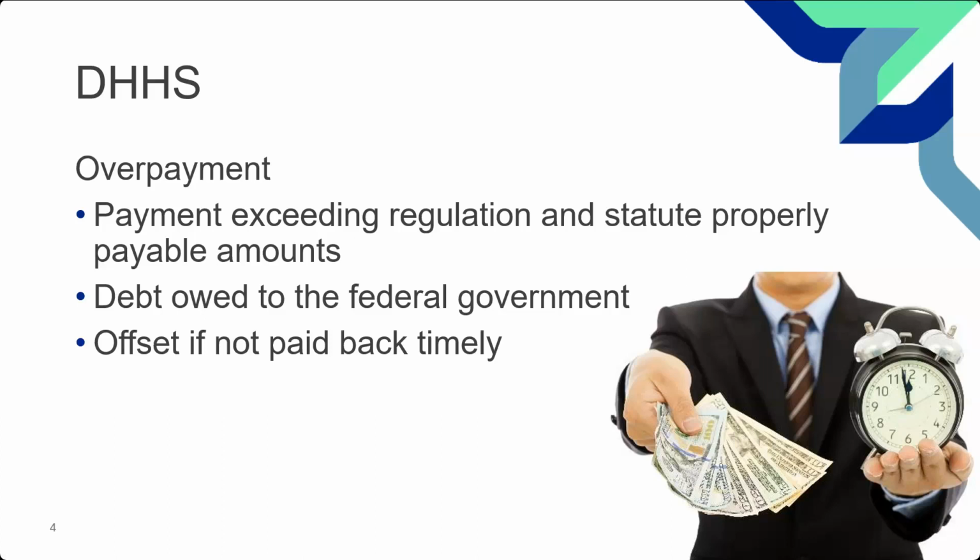Because this is a debt owed to the federal government, you do have to pay it back. If you do not pay it back, the federal government instructs the Medicare Administrative Contractor to offset your future claims until that debt is fully paid. So it is something that will be taken back whether you choose to give us the money back or not, and you can also choose to tell us you want to give us the money back. So we'll talk more about that.